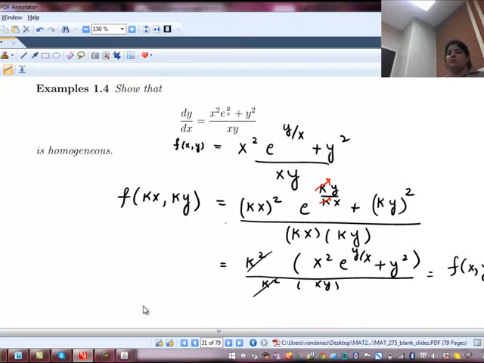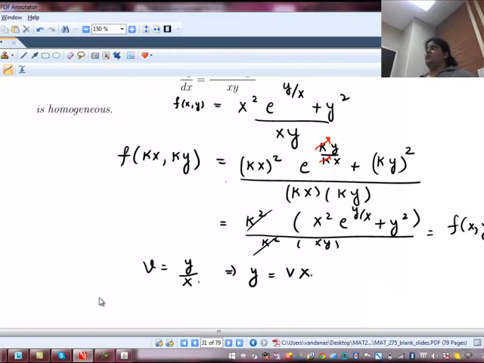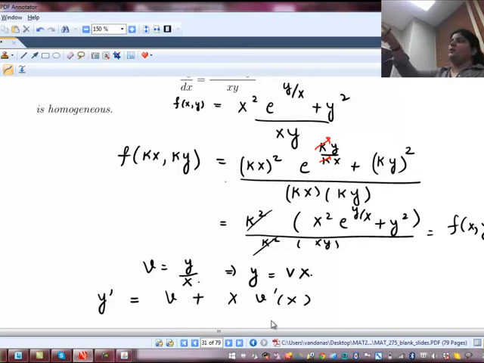Say v is equal to y over x, or you can say, in other words, y equals v x. Now y is a function of x and v has to be also a function of x. Differentiating both sides, you will get y prime is equal to v plus, by the product rule, x times v prime. Right? Now y prime, we already know what y prime is. We will plug the value of y prime from the above differential equation here and make this change of variable.